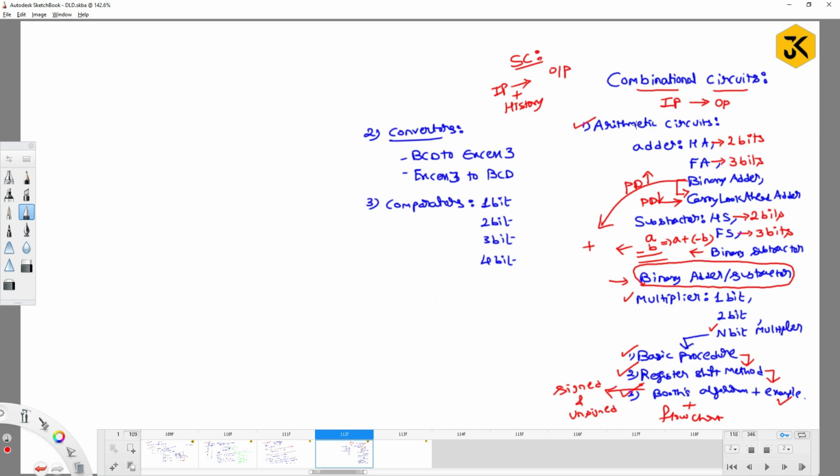Next kind of example of combinational circuits is conversions. We can convert from BCD to XS3 as well as XS3 to BCD. This also we have seen, right?